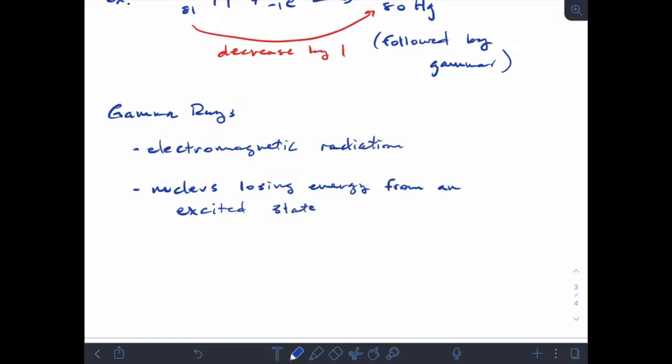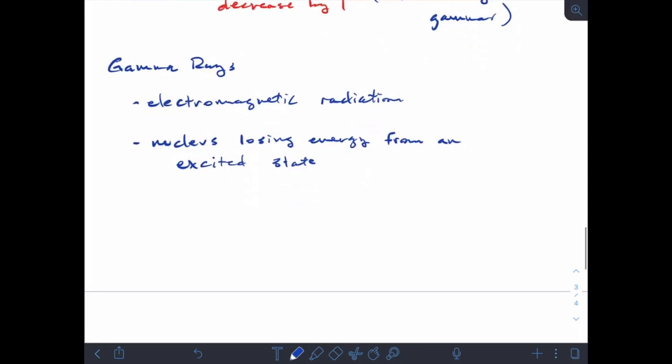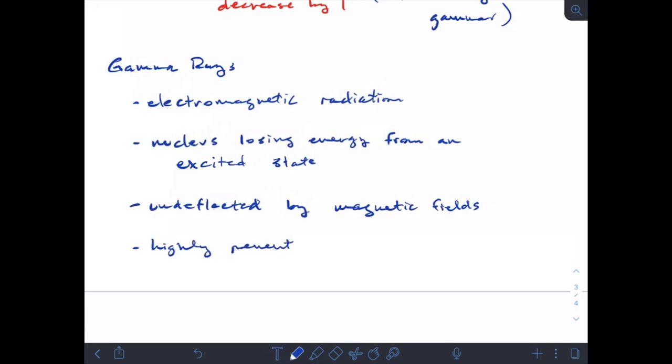Okay, so gamma rays are undeflected by magnetic fields. Okay, and they are highly penetrating. Oops. Apparently I can't spell. Penetrating.